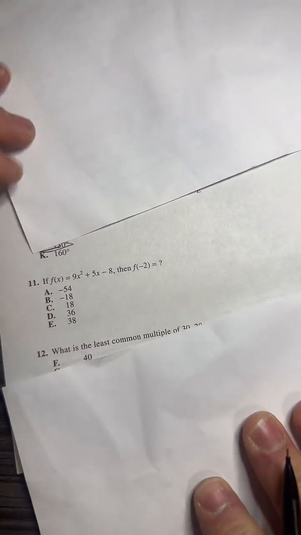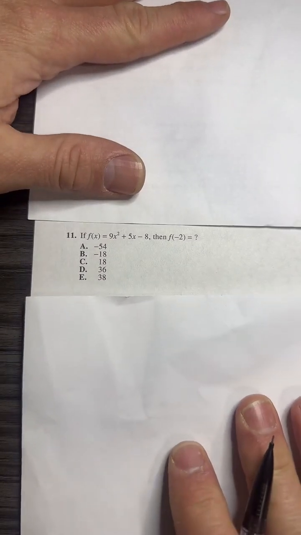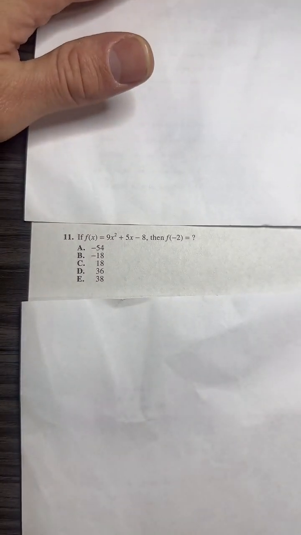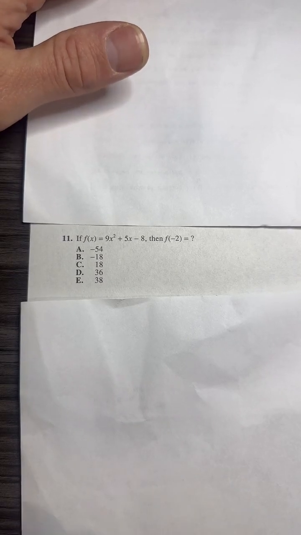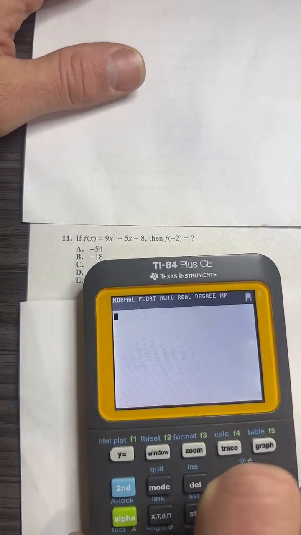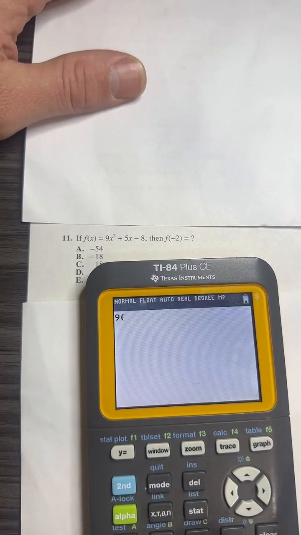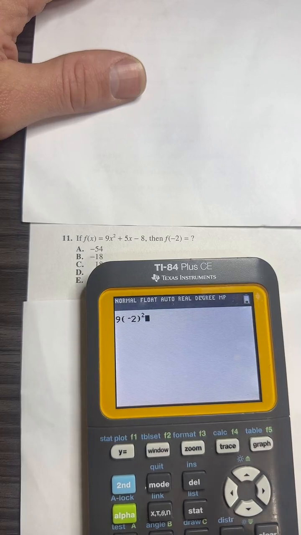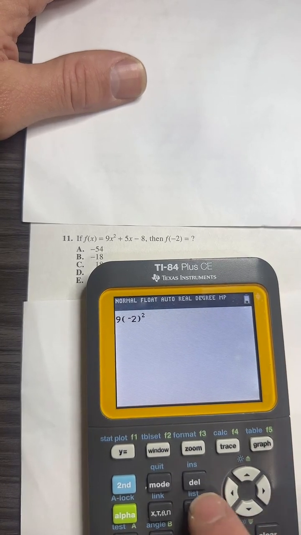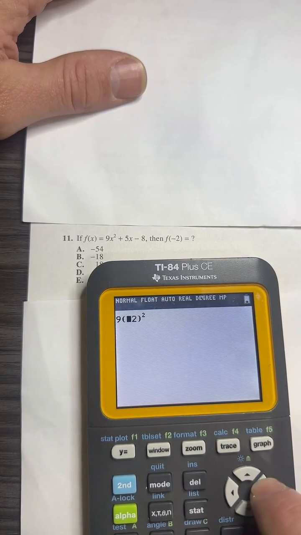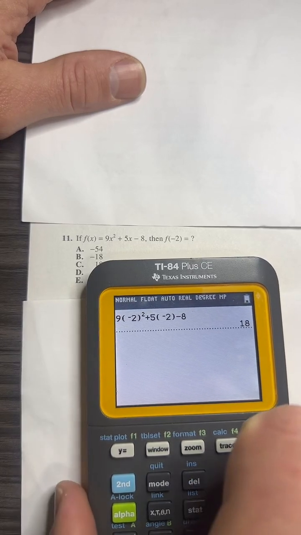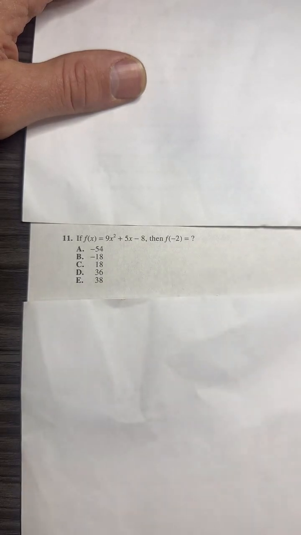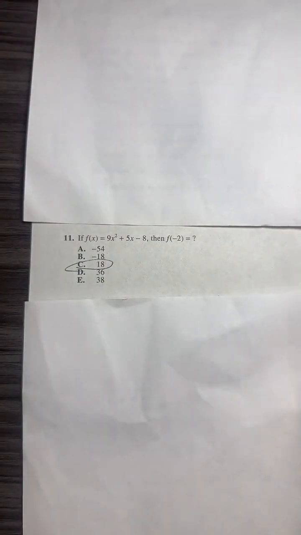All right, let's take a look at number 11. If f of x equals 9x squared plus 5x minus 8, then what is f of negative 2? Oh, this is a great question. Only because a lot of you are going to screw this up when you put in your calculator. So when I put in negative 2 for x, I got to put it in parentheses. Your calculator will screw it up if you don't. All right, so plus 5 times negative 2 minus 8, I get 18. Okay, this one's not bad when you got that calculator. So letter C, 18.